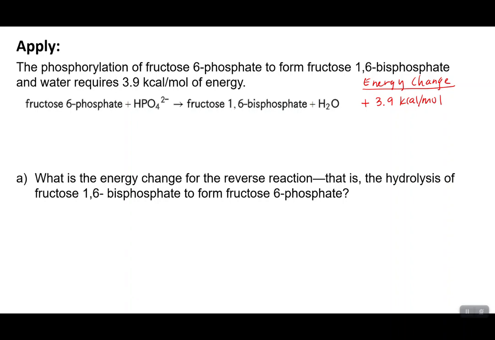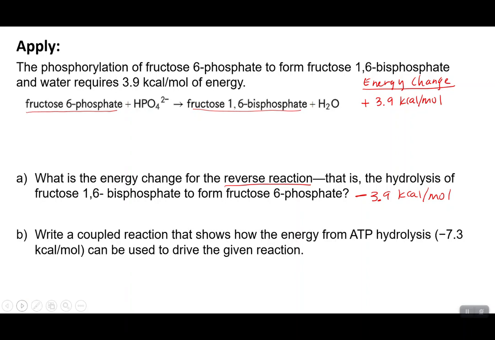So the first question here is, what is the energy change for the reverse reaction? That is, they're asking for the hydrolysis of fructose 1,6 bisphosphate to form what was given to us as a reactant. So here they are just testing your ability to recognize that when you take a reaction in the reverse, you are going to have the same energy change, but with an opposite sign. So if going in the forward direction, as shown here, it is a plus 3.9, that means that going in the reverse direction, that will just be a negative 3.9 kilocalories per mole. So when you go in the opposite direction, you release energy, but when you go in the forward, you require it.